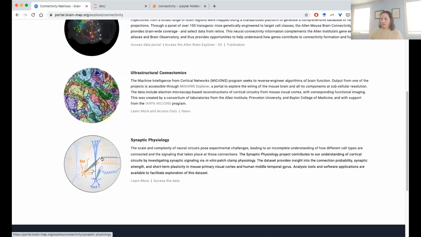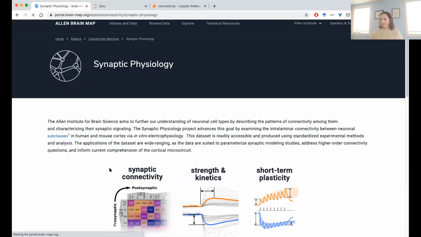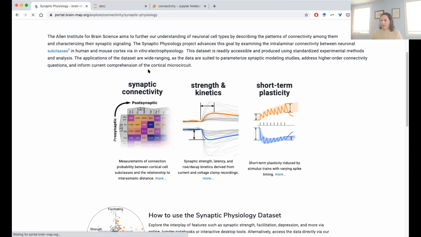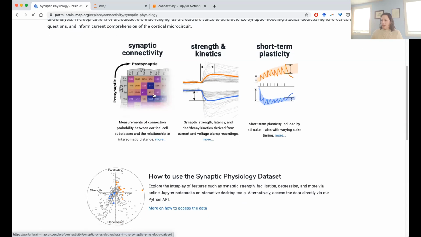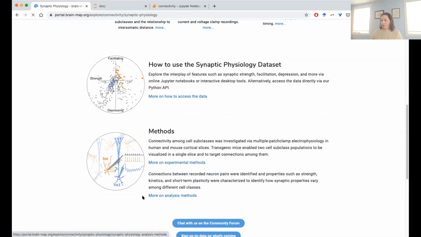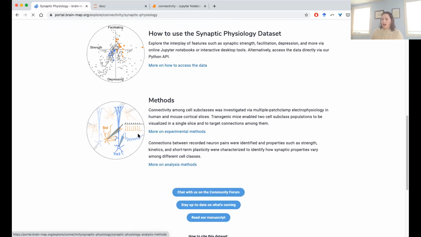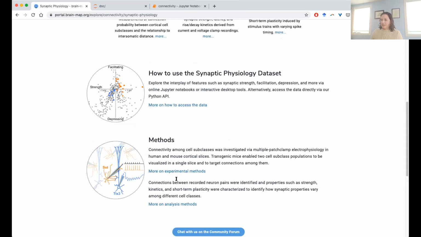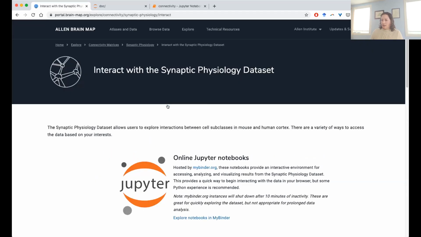Down here at the bottom is our synaptic physiology data set, which we can click on to enter our main page. Here we have a lot of information for you to explore, and I'll let you all do that on your own. You can get a better sense of what exactly is in the data set at a higher resolution, and down here learn a bit more on the methods that we used to both get the data, the experimental methods, and how we analyzed it. If you want to keep in touch with us, you can always reach us at the community forum or sign up for our mailing list. For now, we'll pop over to this how-to-access-the-data page.